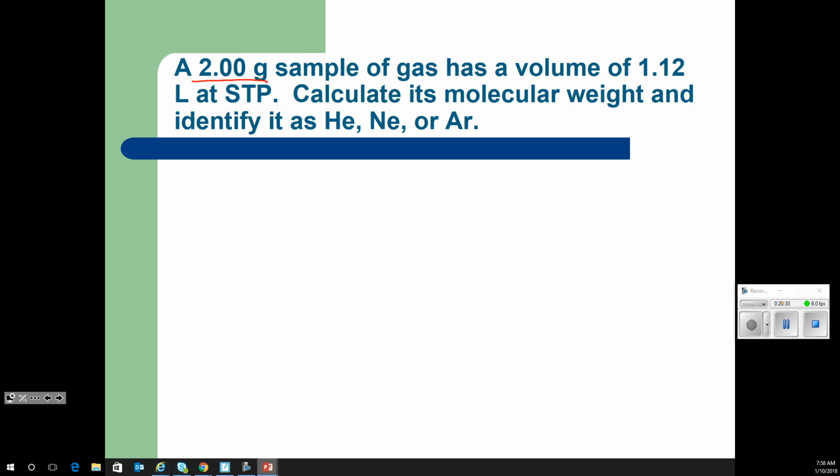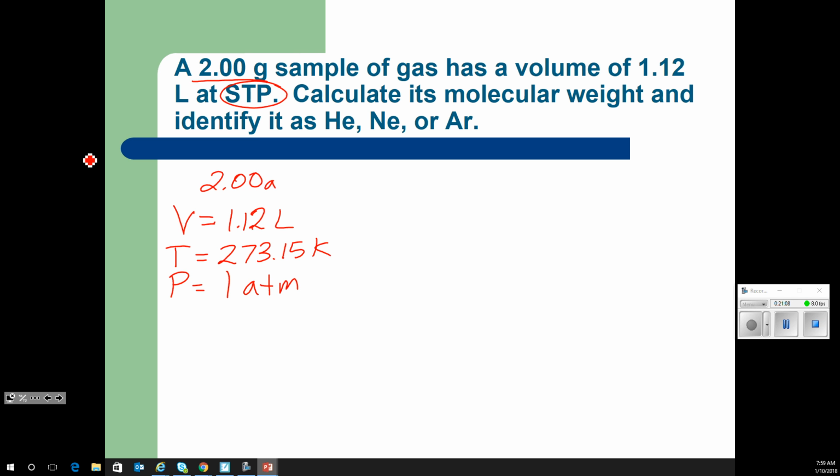We have 2 grams. 2 grams would be used for what? Oh, I don't know. I'm just going to bring it down. Okay, a sample of gas has a volume of 1.12 liters at STP. What was STP? Standard temperature and pressure. So what was standard temperature in Kelvin? 273.15 K. What was standard pressure? 1 atmosphere. Good. Okay. Calculate its molecular weight.